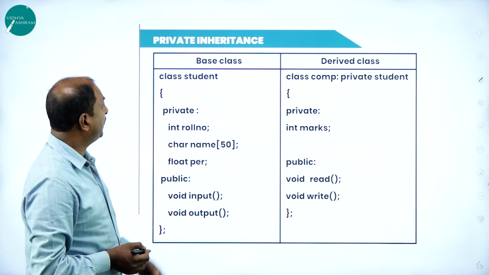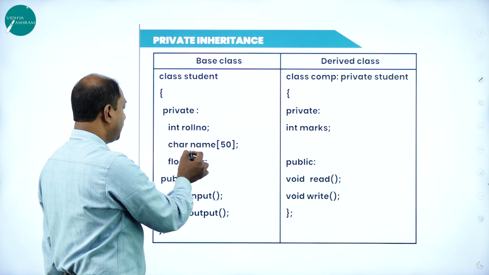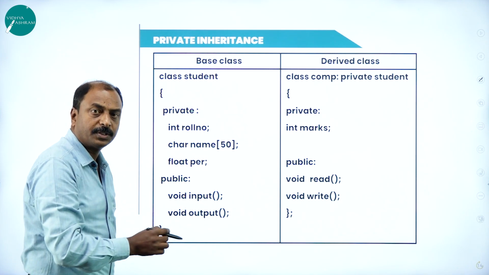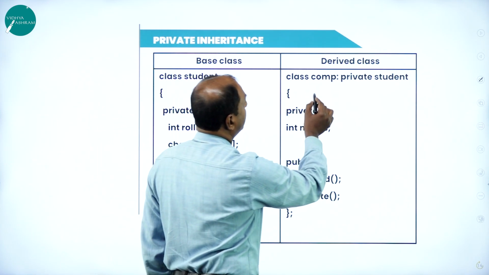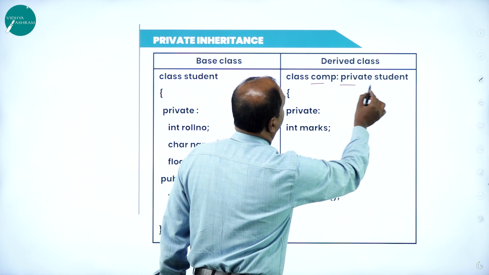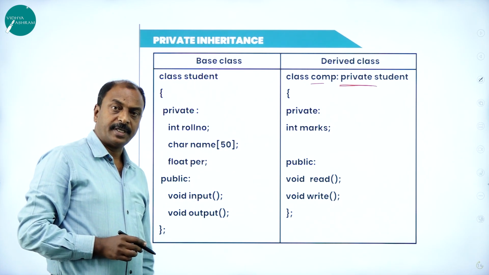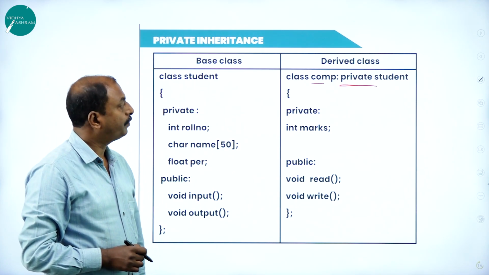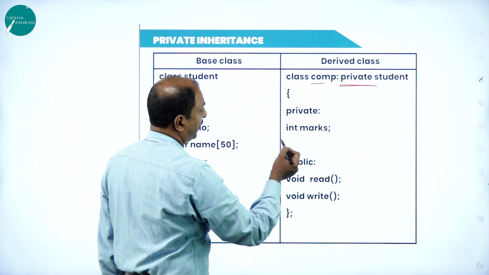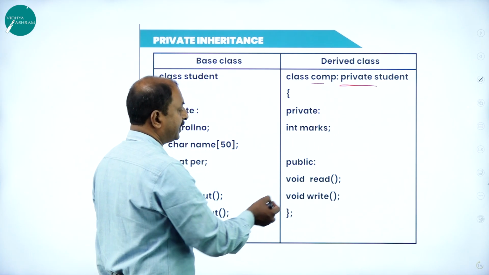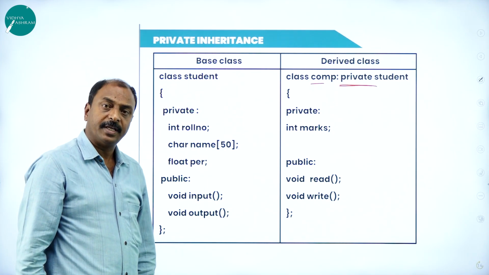Now let us see an example here. Base class is class student, data members and member functions, we are closing the class with a semicolon here. Now under derived class, COMP and private. So it indicates that this is a private inheritance, or the visibility mode is private here. So again, we have private members as well as public members, and we are closing the class with a semicolon. So this is an example for private inheritance.